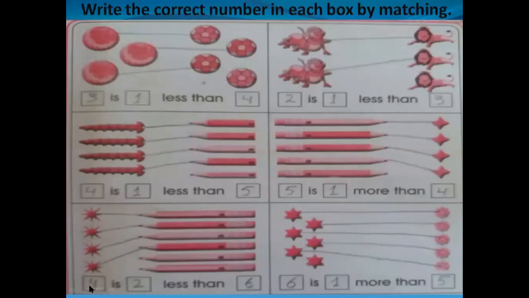Here how many stars? 4 stars. How many less? Because we left here 2 pencils for matching. So 4 is 2 less than 6. Okay, again we see here the 6 stars, 1 is more than 5 because one star is left, so 6 is 1 more than 5.